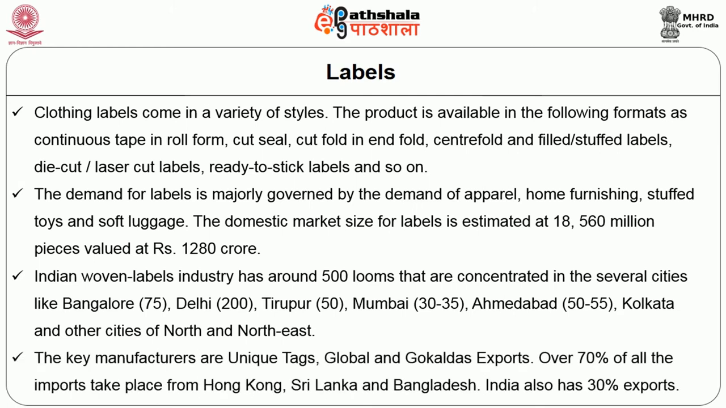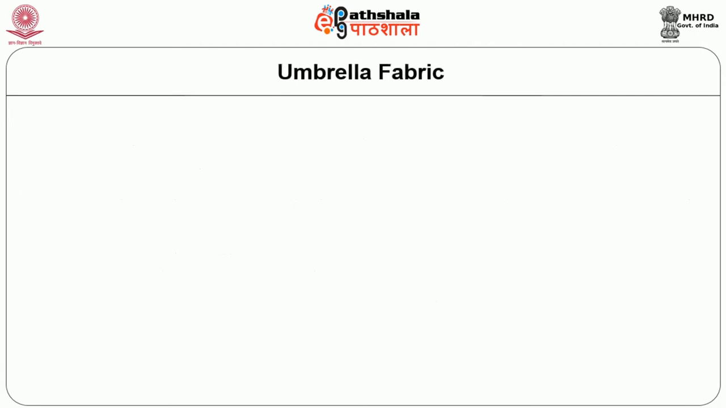The key manufacturers are Unique Tags, Global and Gokuldas Exports. Over 70% of all imports take place from Hong Kong, Sri Lanka and Bangladesh. India also has 30% exports. The next aspect we will be seeing is the umbrella fabric.